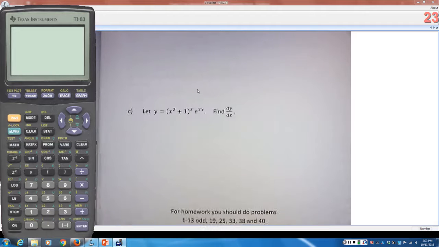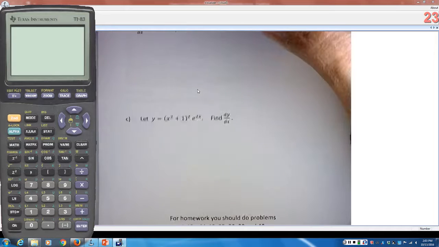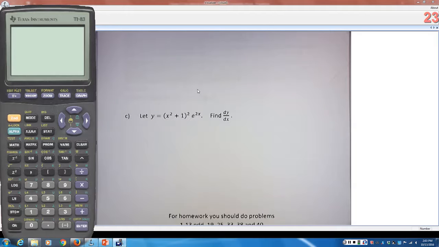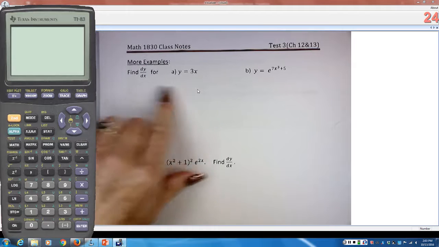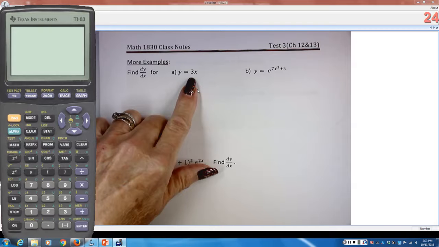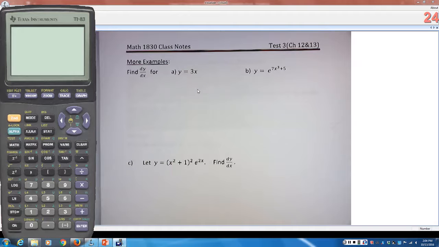Do some more examples. And I will warn you, some of these are sneaky because they're there as review, not as something new. Find dy dx for y equals 3 times x. What's the derivative? Just 3. All the way back to the first section.